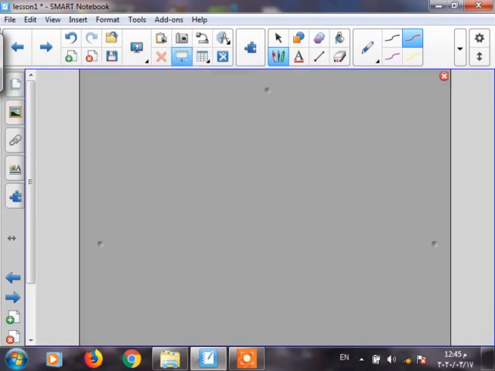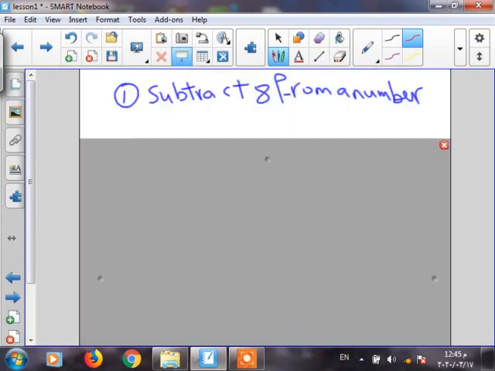Number 1, I want to make some words. The first one, I want to subtract 8 from a number, from any number. So I have here "subtract." What is the meaning of this word? Subtract means minus. I want to subtract what? I want to subtract number 8 from any number.